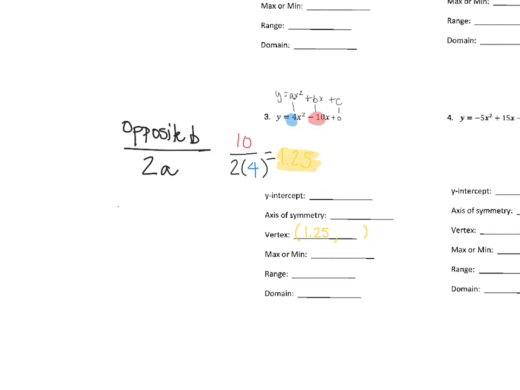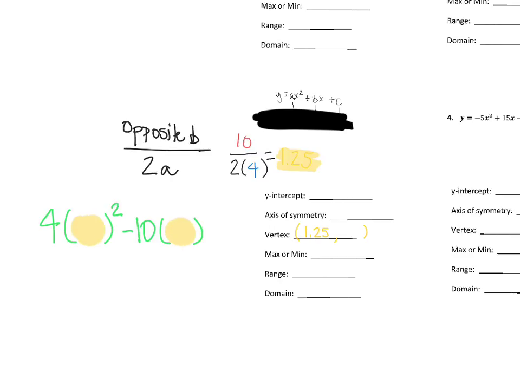To find the second half of the vertex, I take my entire equation, which was y equals 4, and instead of x, I'm going to put a parentheses, squared, minus 10. Instead of x, I'm going to put a parentheses, and in these parentheses I am going to fill in the value that I just came up with for x. What we just figured out x was is 1.25. So that's what's going to go in here. Instead of the parentheses, I'm going to put in there 1.25.